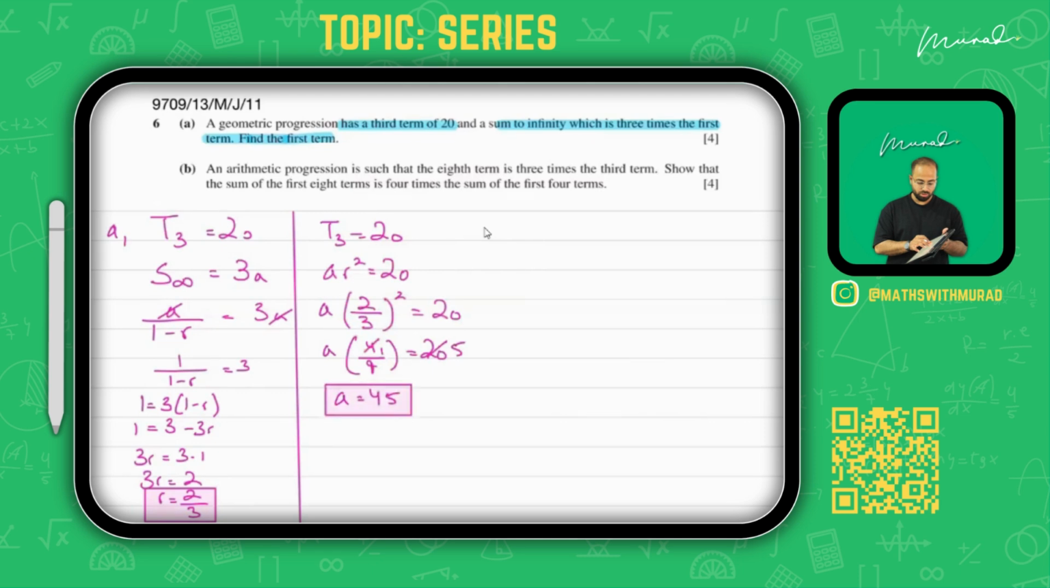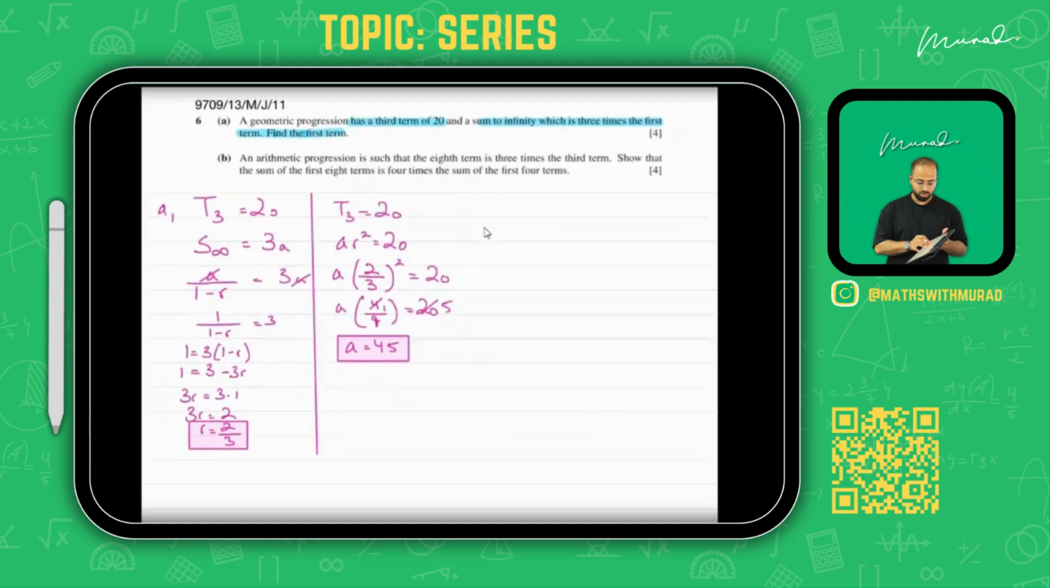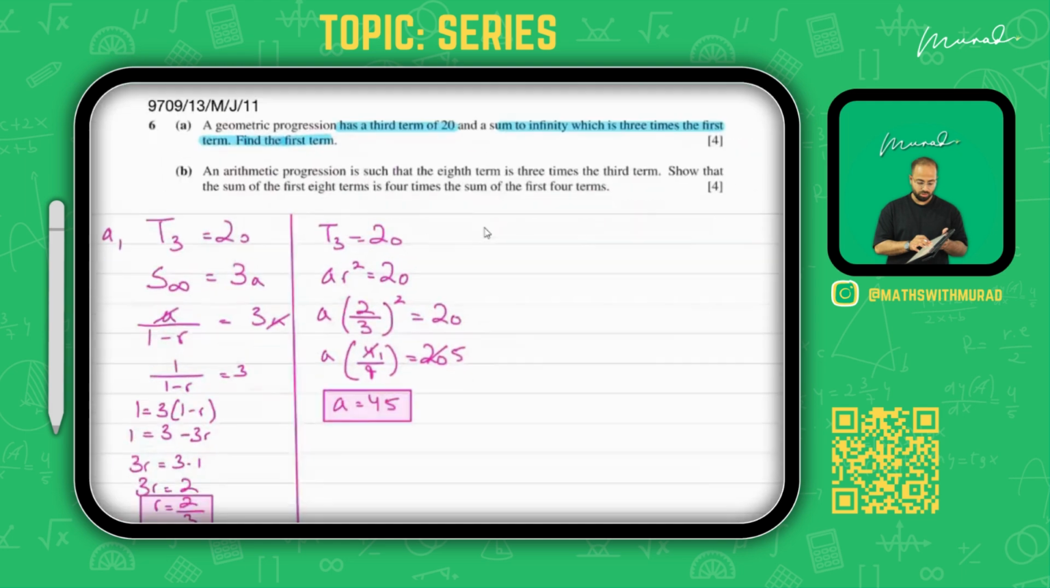So you got your first term, that means you got 4 marks in this particular part. So it was a very simple part again. Okay, now moving forward towards this B part.